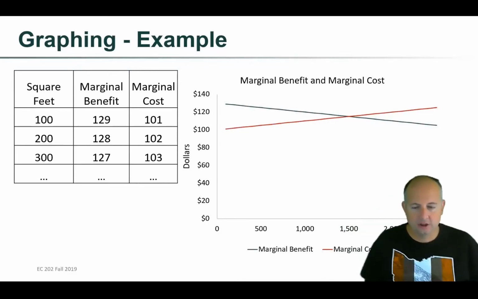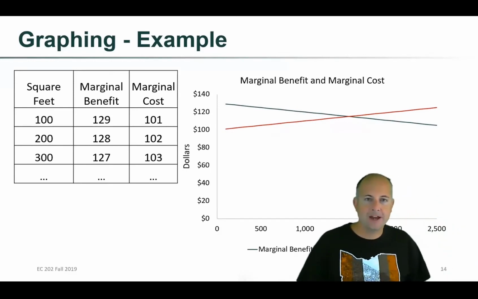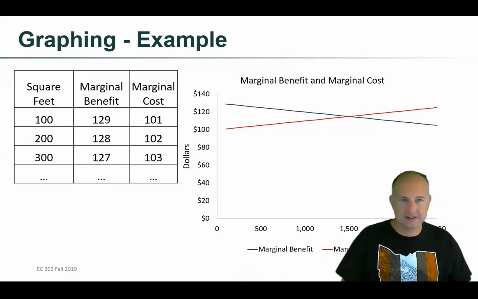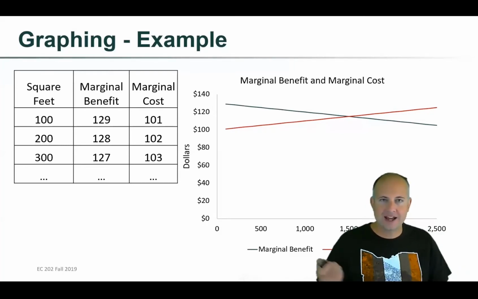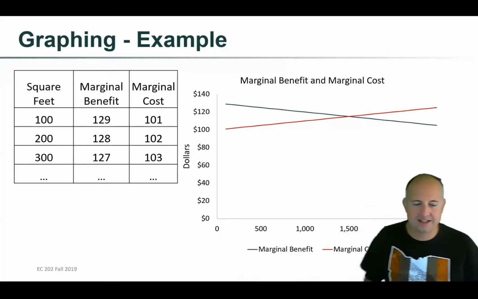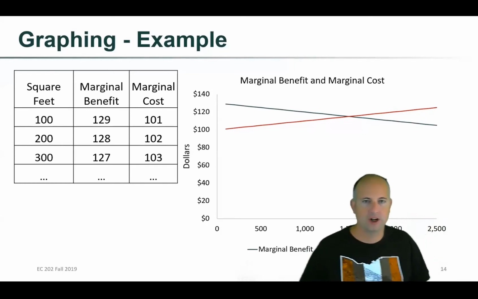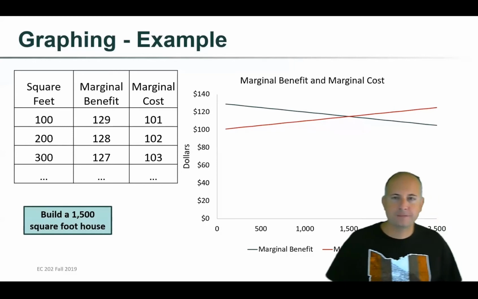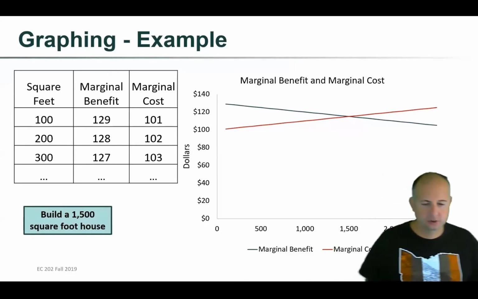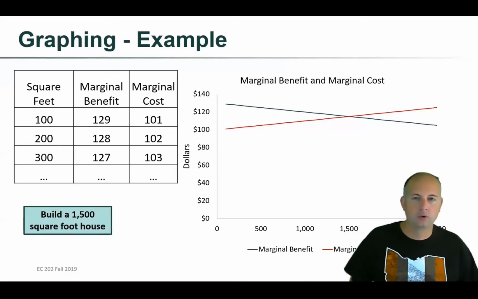All that's left to do is connect the dots. And now we have 2 lines. And this is something you've seen in your math classes for a long time, graphing a line on the XY plane. Well, what we've just done is graphed marginal benefit and marginal cost. So what do I want to do? Well, we said before that I wanted to build a 1,500 square foot house, and that still holds here.